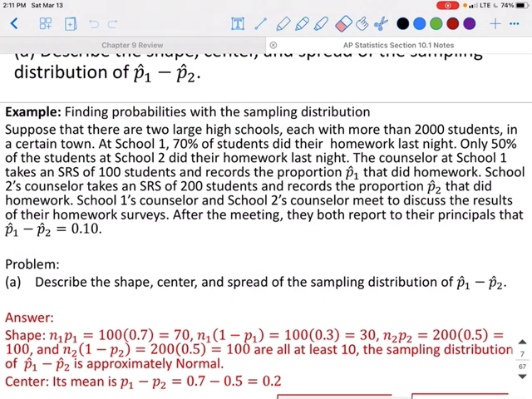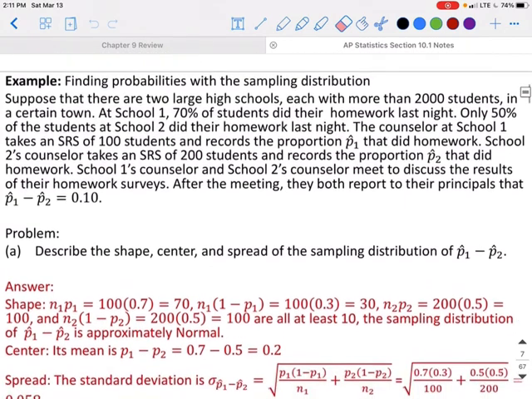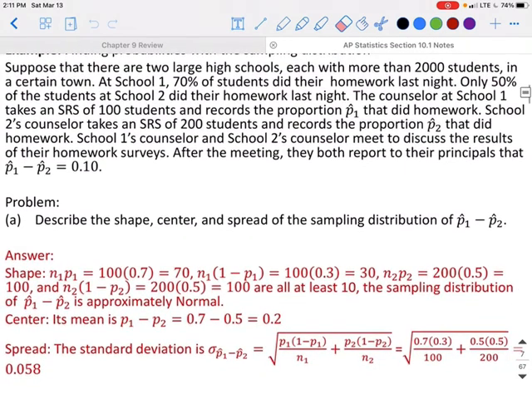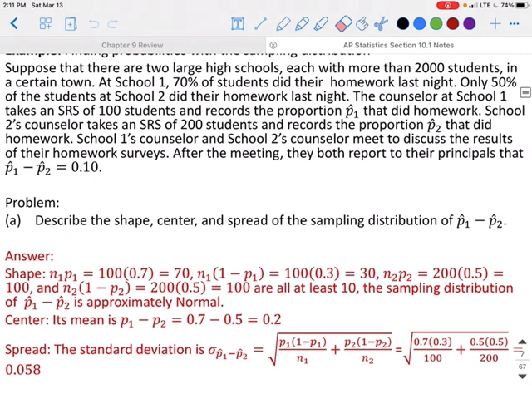So if we subtract those, we will get 0.2 as the mean, or the center, for the difference between the two populations. And then last, we need to find the spread, or the standard deviation. To find our standard deviation, we're going to do the square root of the probability of success times the probability of failure over the sample size for population 1, plus the probability of success times the probability of failure over the sample size for population 2, and we're going to take the square root of that entire thing, and we're going to get a standard deviation of 0.058.